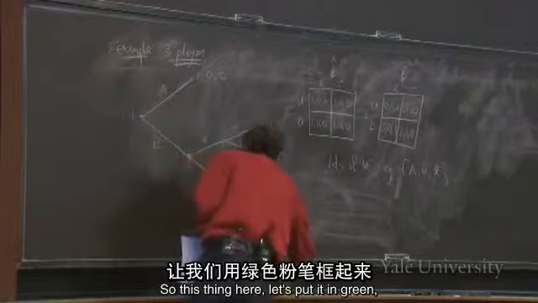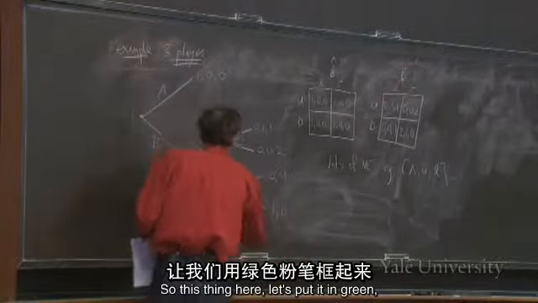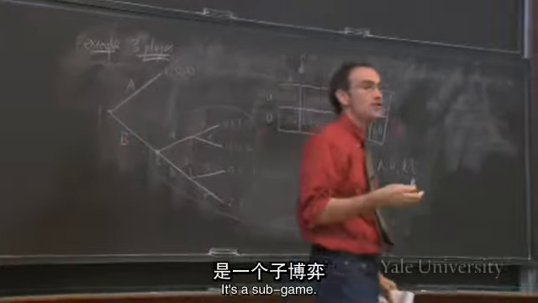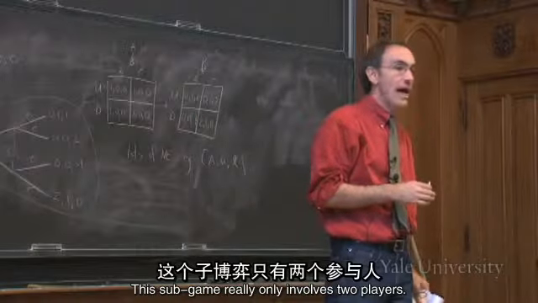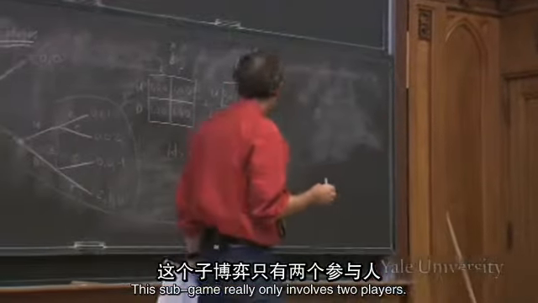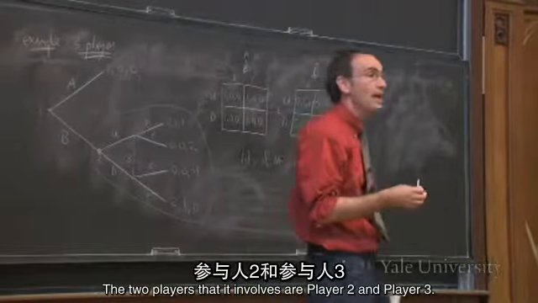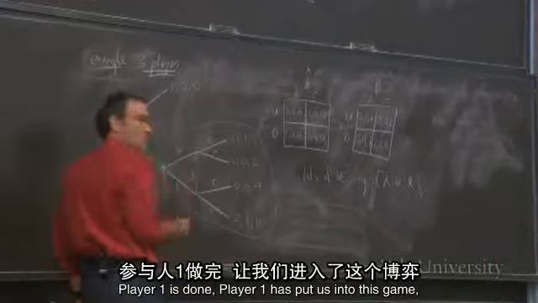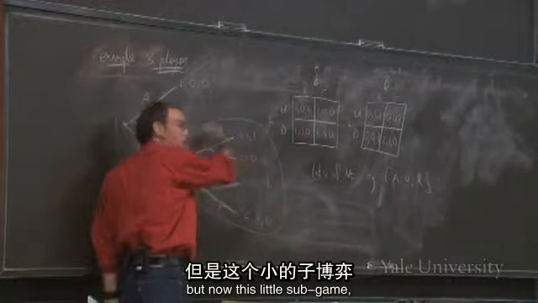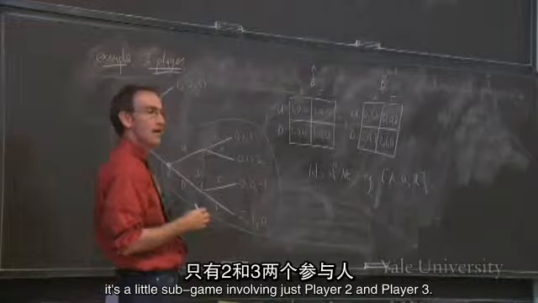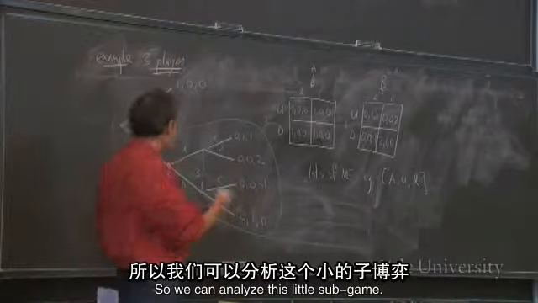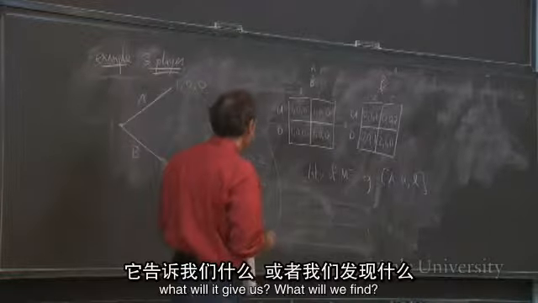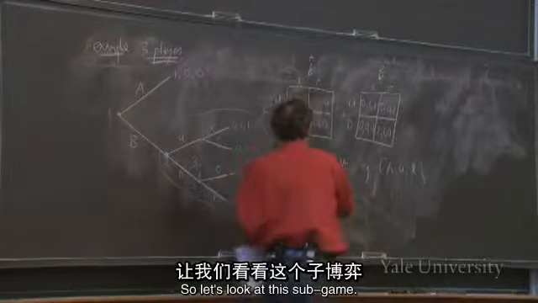Is that right? The tree from here on looks like a little game. So this thing here, let's put it in green, this thing here is a little game within the game. It's a sub-game. And this sub-game really only involves two players, players two and three. Player one's done. Player one's put us into this game. But now it's a little sub-game involving just player two and player three. So we can analyze this little sub-game. If we analyze it, what will we find?